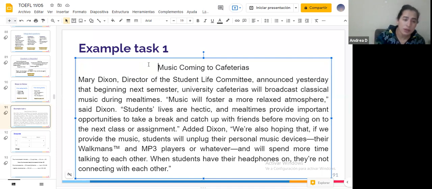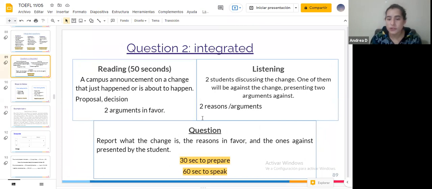Okay, and after you read, when you're listening to the conversation, you will listen to two students arguing about the change. They're going to be discussing the change. They're going to be like, hey, have you heard the news? You know what's going on? What do you think about it? And one student will be giving his or her opinion about the change.